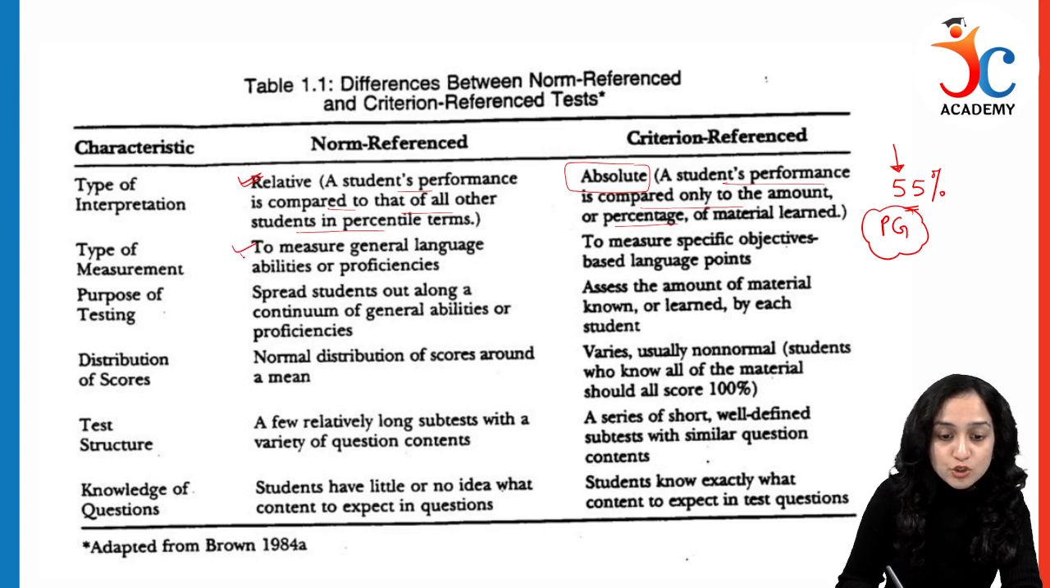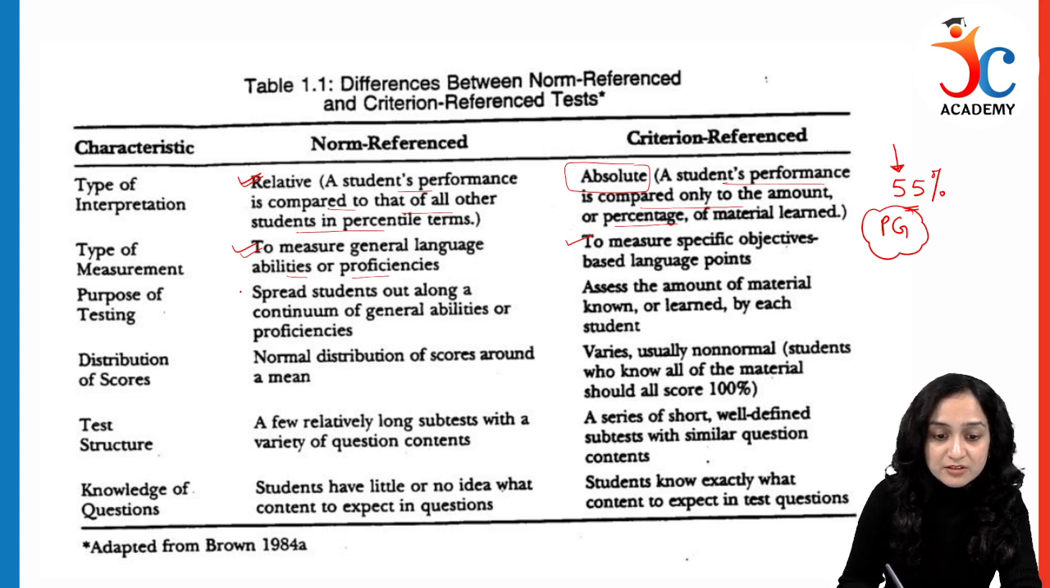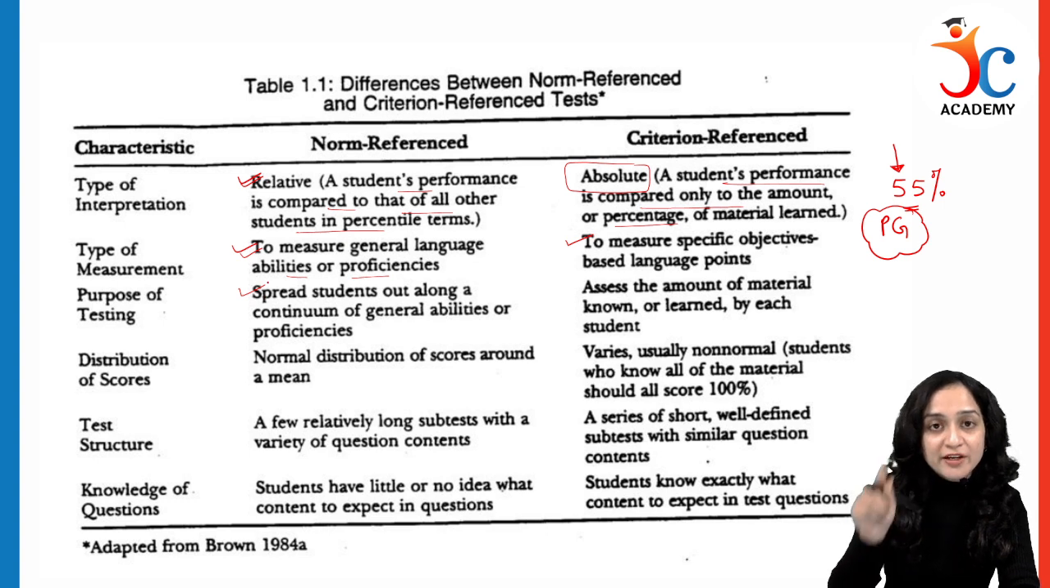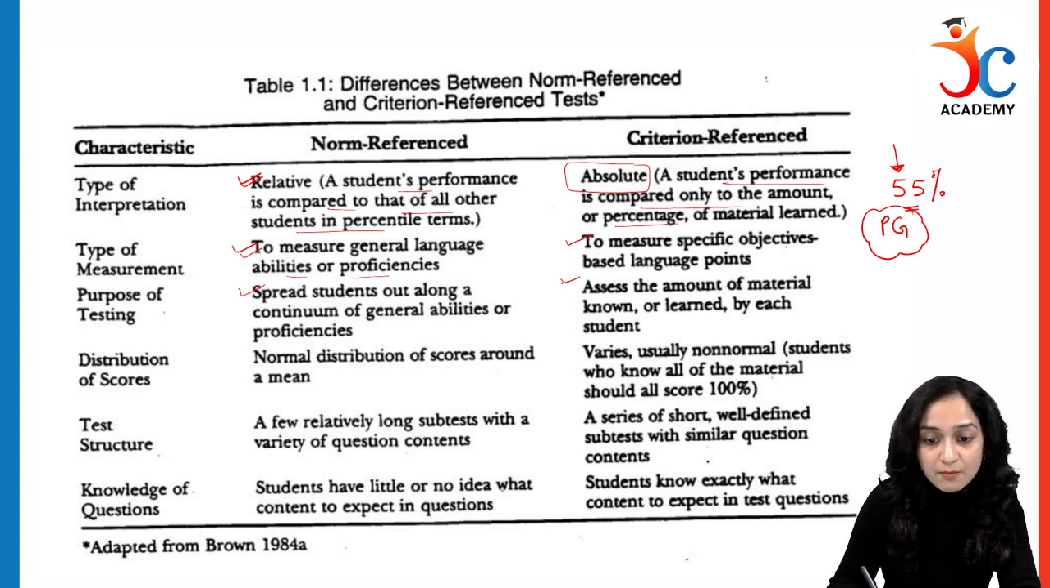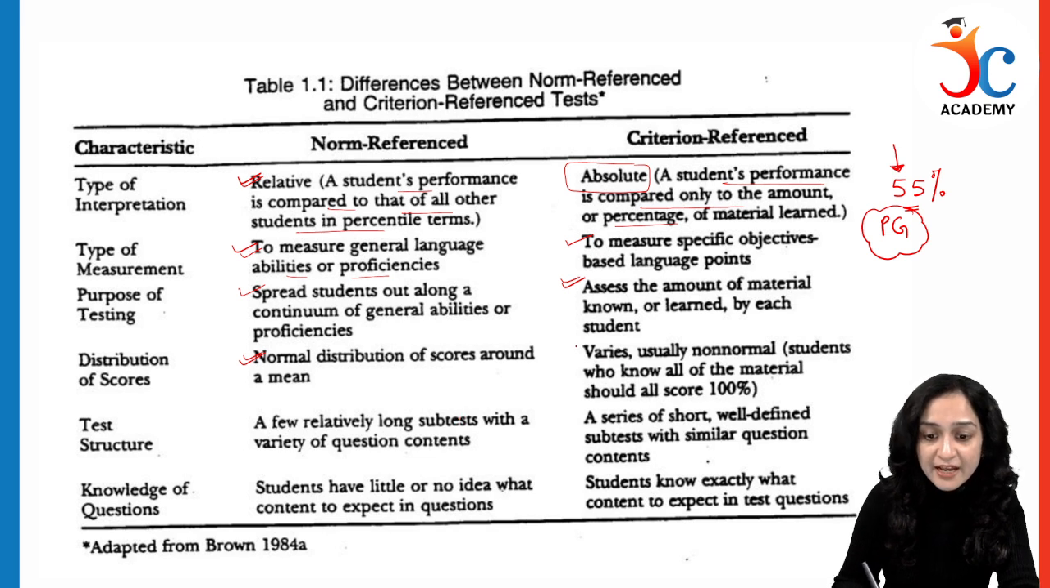Norm referenced is used to measure the general language abilities or proficiencies. Criterion referenced is used to measure specific objectives. Norm referenced spreads students along a continuum and it assesses the amount of material known by the students. This is a normal distribution of scores around the mean. In criterion referenced, it varies, which is usually not normal as compared to norm referenced.